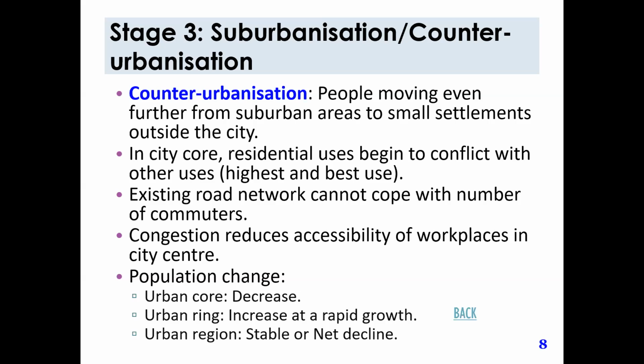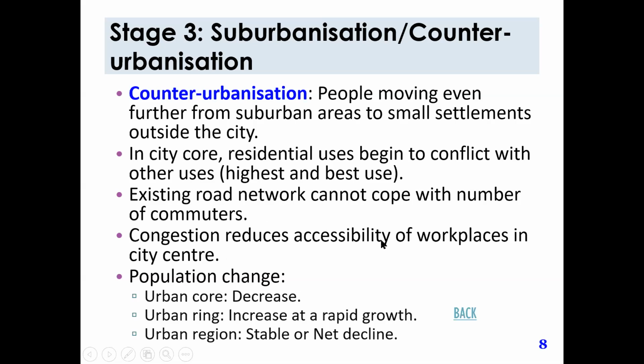Because in land economic theory, the usage of the land is determined by the rent that you can get out of the land. So the higher the rent that you can obtain, you will choose that use. So that is the highest and best use principle at play. Existing road network cannot cope with the number of commuters. Yes, okay. So counter urbanization: the existing road network cannot cope with the number of commuters.